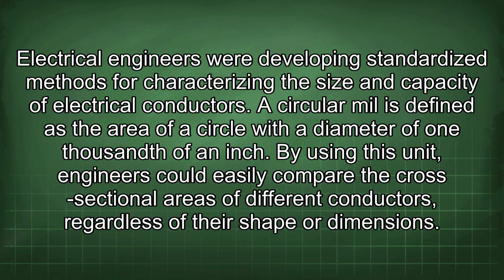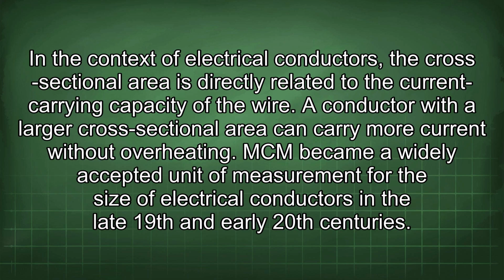A circular mil is defined as the area of a circle with a diameter of 1/1000th of an inch. By using this unit, engineers could easily compare the cross-sectional areas of different conductors, regardless of their shape or dimensions. In the context of electrical conductors, the cross-sectional area is directly related to the current carrying capacity of the wire. A conductor with a larger cross-sectional area can carry more current without overheating.